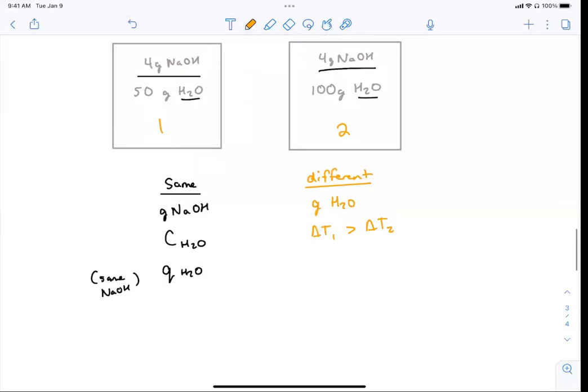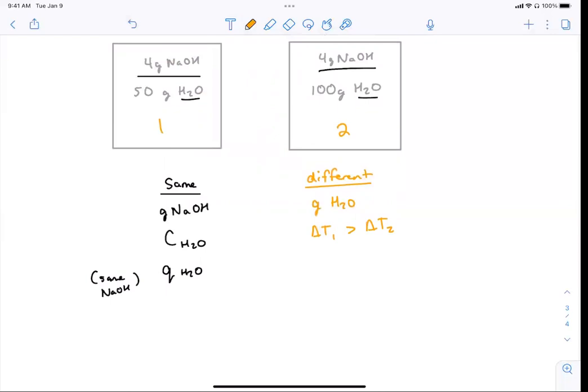Because what Maddie said was, well, she knows Q equals MC delta T. Well, Q is the same, and C is the same, and M is different, then T has to be different to counteract that situation. So if M is greater in number 2, the change in temperature has to be lower.